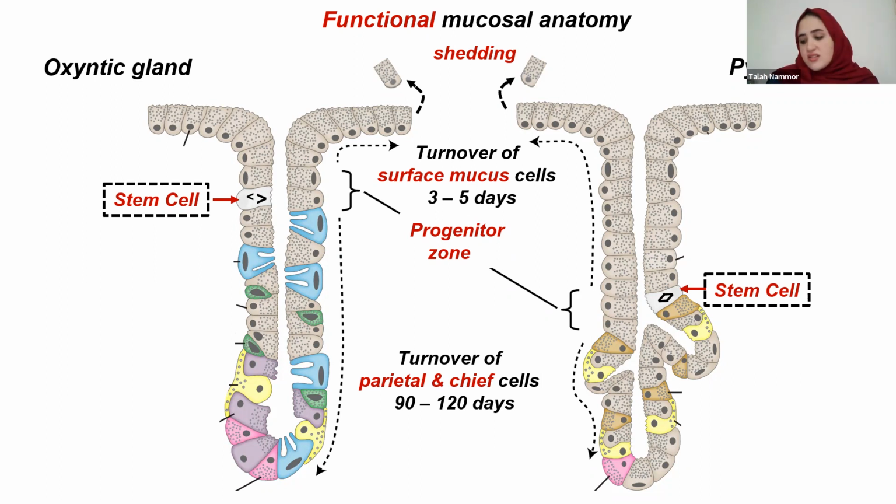Now, this is important just to differentiate between the two different glands. It helps us to identify, oh, okay, the stem cell is here, so this is the oxyntic gland. The stem cell is further down, this is the pyloric gland, okay? And it's important, guys, to know that the stem cells are the basic cells that give rise to all the other cells, okay? So basically, they will give rise to all the different types of cells that we have in the oxyntic gland and in the pyloric gland.